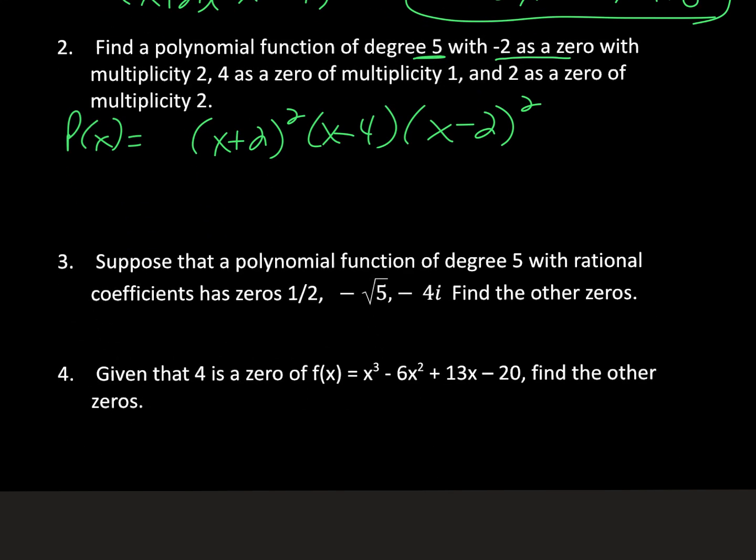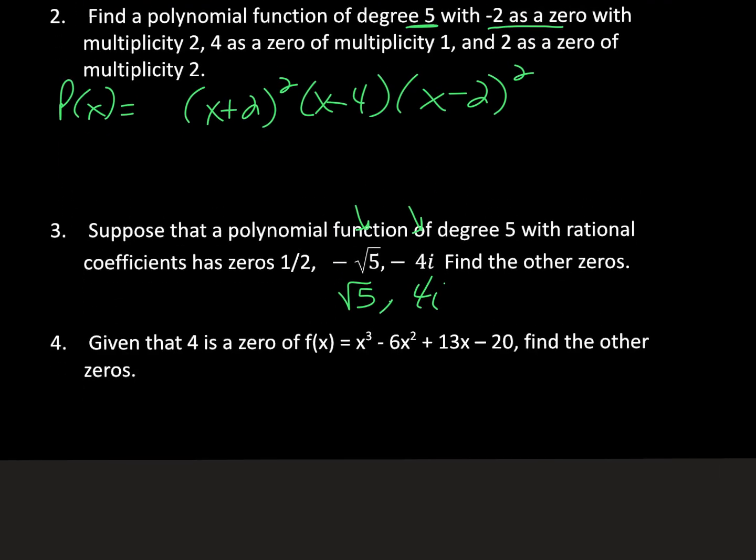Number 3, suppose a polynomial function has degree 5, which means it has 5 zeros. With rational coefficients, it has zeros 1/2, negative square root of 5, and negative 4i. Now, radicals always come in conjugate pairs. So if negative square root of 5 is an answer, positive square root of 5 is an answer. If negative 4i is a 0, so is positive 4i, and that's all you got to do in that one. So 2 and 3, really quick.